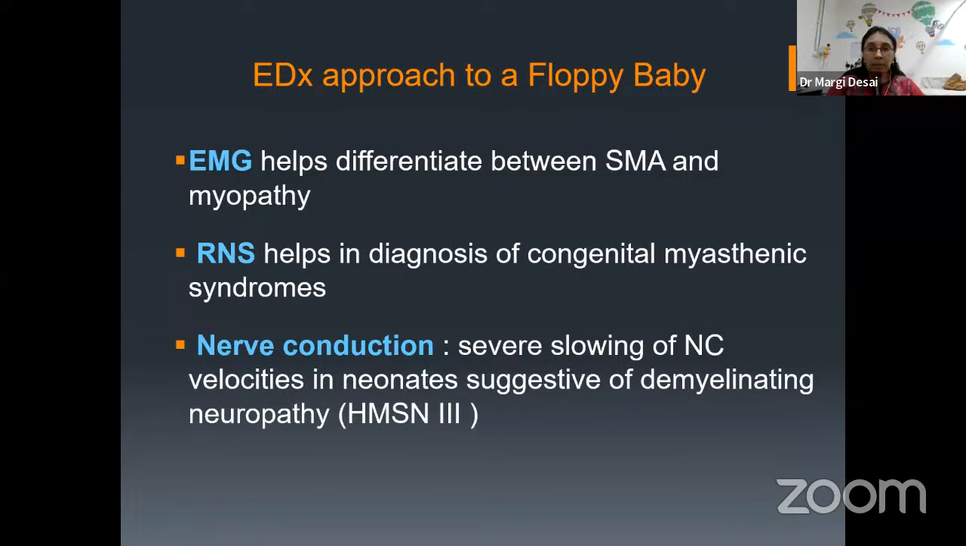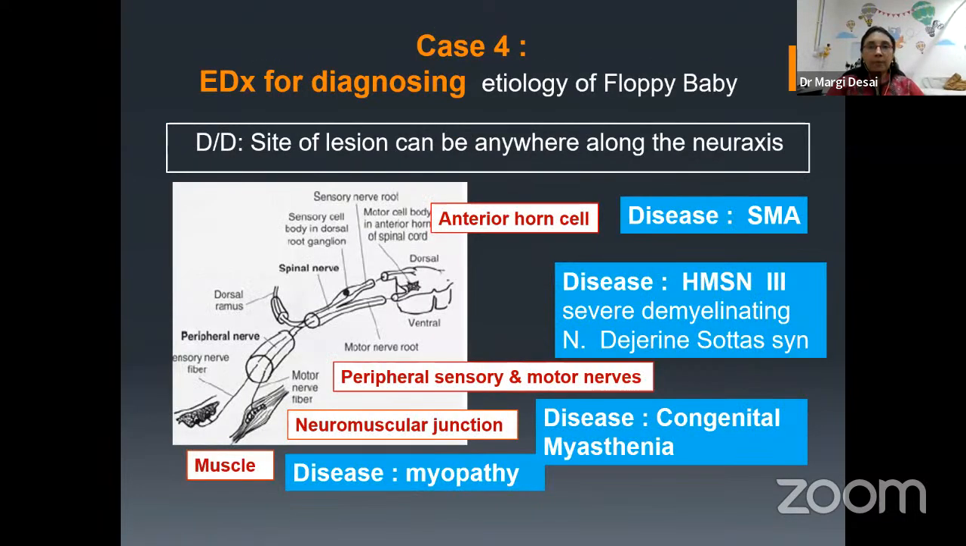EMG helps. So SMA can be diagnosed with EMG. HMSN type 3 can be diagnosed with nerve conduction. Myasthenia gravis can be diagnosed with repetitive nerve stimulation. And myopathy can be diagnosed again with EMG.